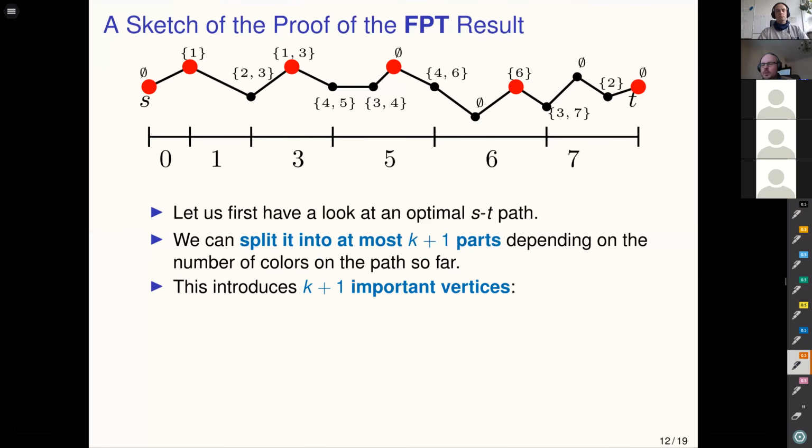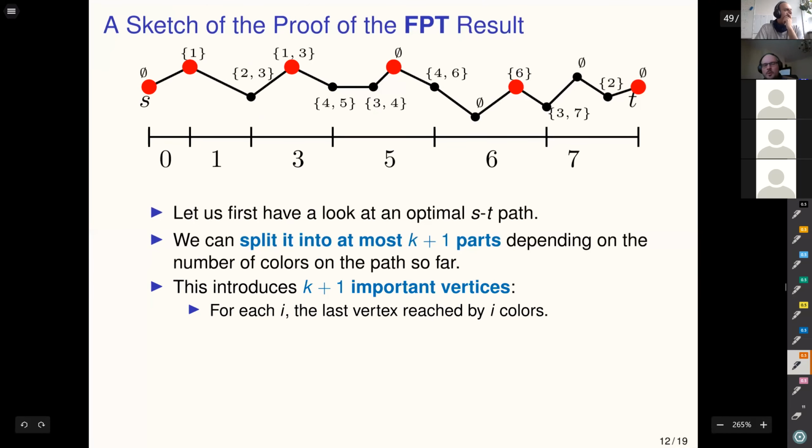This introduces K plus one important vertices, including S and T. For each i from one to K, we can have the last vertex that is reached by i colors. So this is the last vertex that is reached by one color, but also the last vertex that is reached by just two colors, because the next vertex needs three colors. This is the last vertex reached by three, but also four colors. Then the last vertex reached by five, by six, and then T will always be the last vertex reached by K colors.